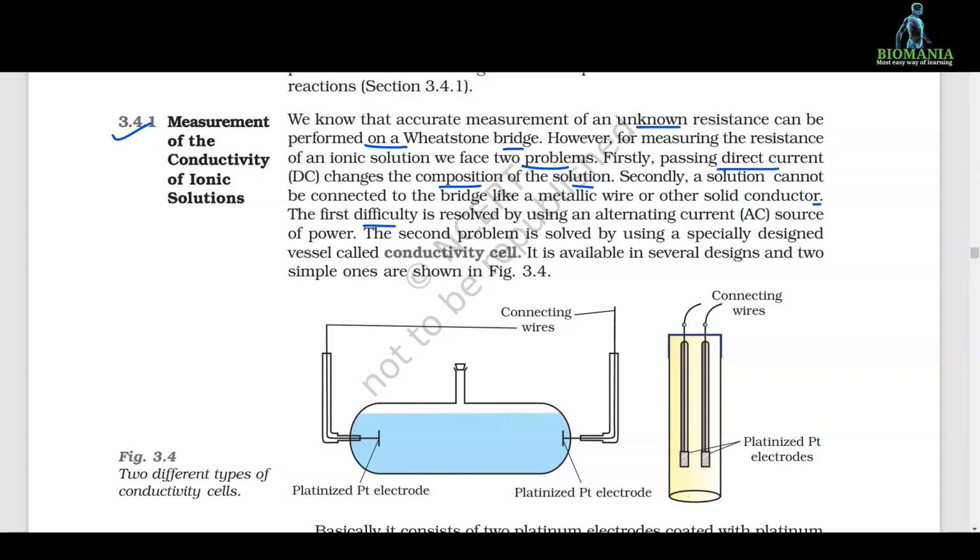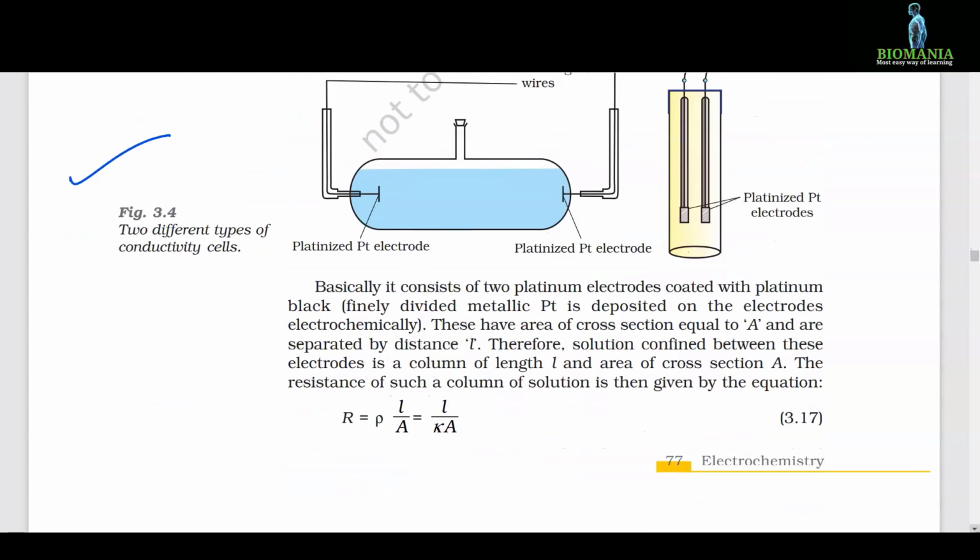The first difficulty is resolved by using an alternating current, that is AC, source of power, and the second problem is solved by using a specially designed vessel called a conductivity cell. It is available in several designs and two simple ones are shown in figure 3.4. Here you can see the two different types of conductivity cell.